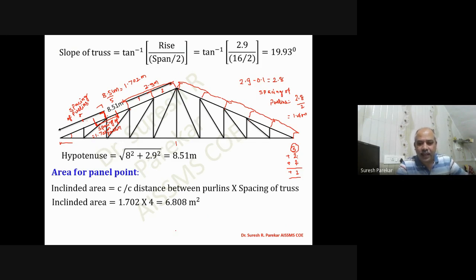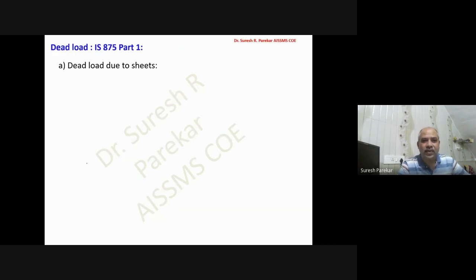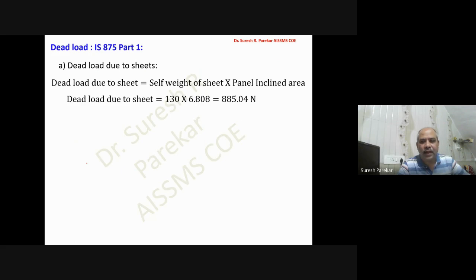Then we have plan area, the plan distance between purlins into the spacing of truss. So this comes to 1.6 meters into 4, that is 6.4. So now you can see this. I will just show you where we have made corrections, or we can have another method. So we have here 68.080.